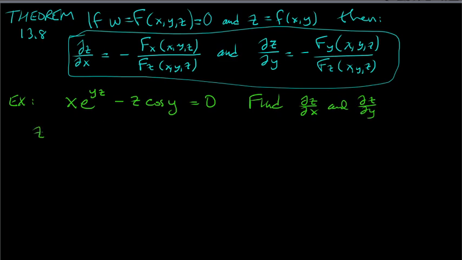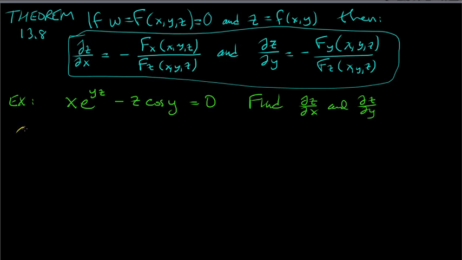So, if you're trying to solve for z as a function of x and y by itself, you're not going to be able to do it, because I can't do it either. This is a transcendental equation, right? Trying to solve for z here is kind of hopeless. So we're not going to be able to do it that way. We have to use these formulas up here. So let's just apply them.